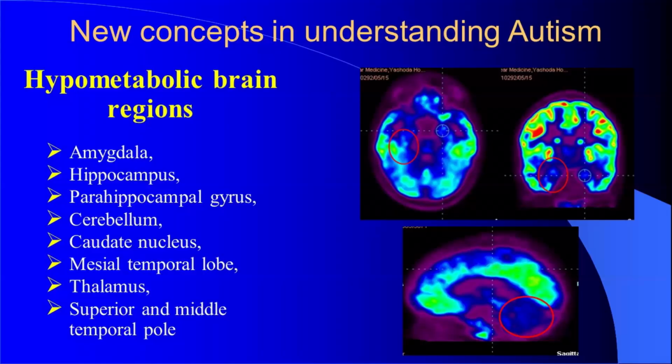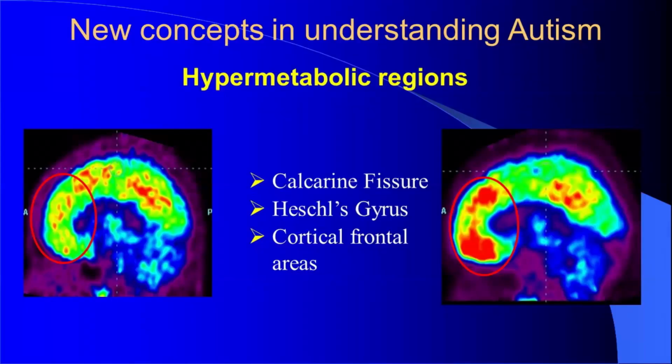Now, what is new is that for the first time in medical history, we are now understanding which parts of the brain are functioning differently from neurotypical brains. And we have done scans, we've done a lot of research in this area, and you can see that list: the amygdala, the hippocampus, the parahippocampal gyrus, the cerebellum, the caudate nucleus, the mesial temporal lobes, thalamus, superior and middle temporal poles. So we've actually identified very clearly which parts of the brain are functioning less. We've also identified which parts of the brain are functioning more.